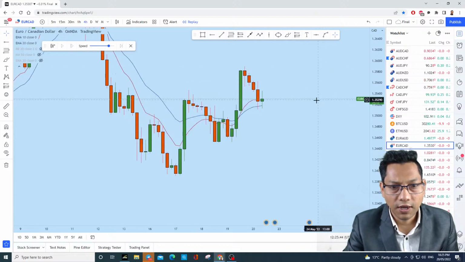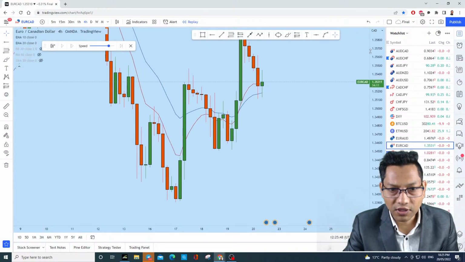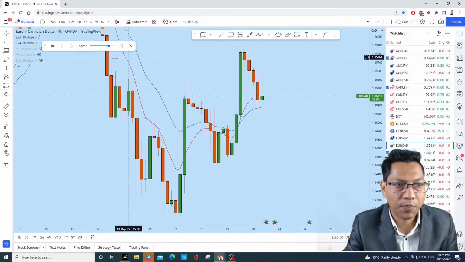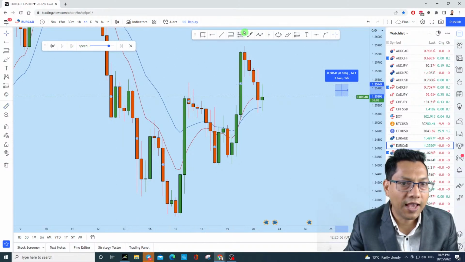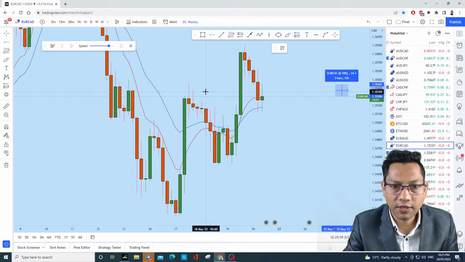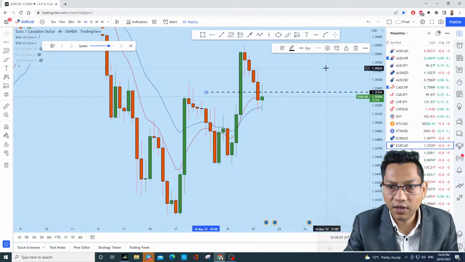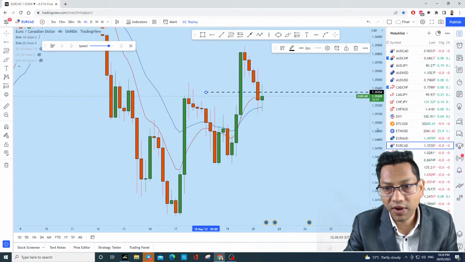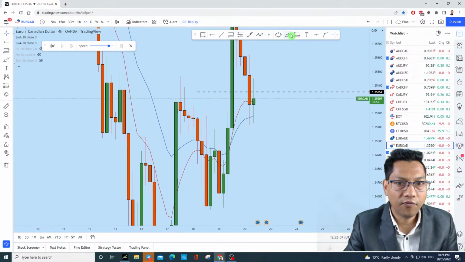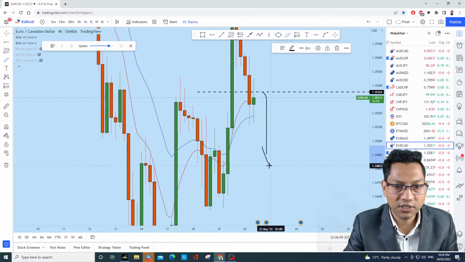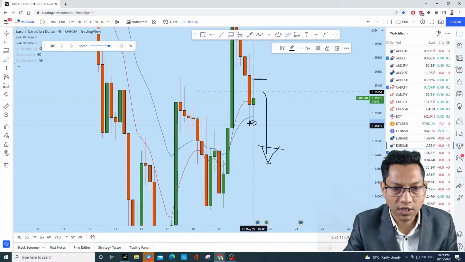Okay, if this one closes as a doji after 34 minutes, the price may drop from here. Let me give you an idea. If it closes as a doji, the next one might come to this level at 1.3535. Then from here we might see a drop, or it could even break the high because it couldn't create a lower low.